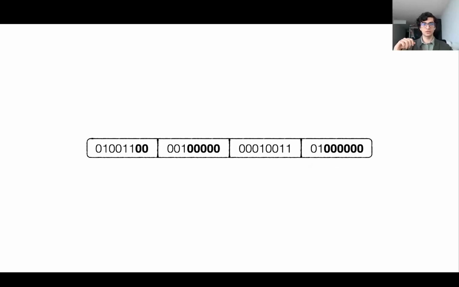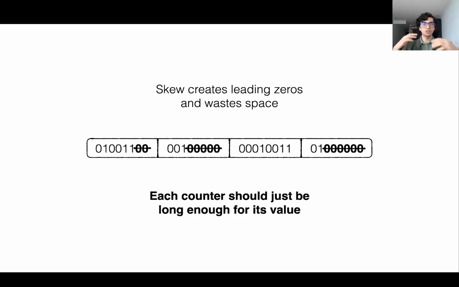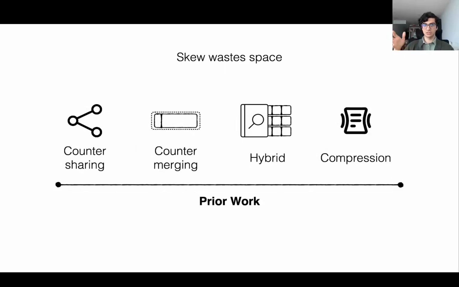The problem with using fixed size counters on a skewed stream is that the many small counter values will consist of many unused leading zeros, which ultimately waste a significant amount of space. Ideally, we'd like each counter to be just long enough to store its value. There has been much prior work on addressing this issue, with approaches falling into the four categories of counter sharing, counter merging, hybrid methods, and compression-based methods. But all of these actually have a worse error bound and/or a worse speed compared to the original CountMin. So in a sense, they fall short of the ideal.